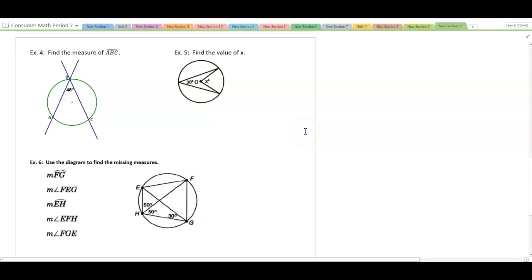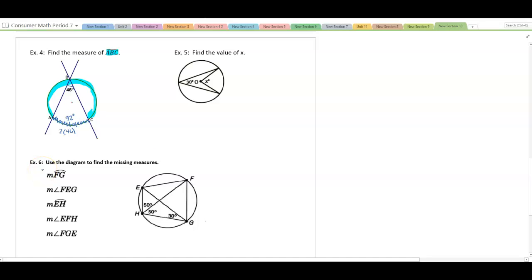The next one, they want us to find the measure of arc ABC. So they want the measure of this arc here. Well, think about it. I'm going to have to do multiple steps here. When I look at this inscribed angle, I have this inscribed angle here that's 46 degrees. I could use that to find the measure of this arc here, because 2 times 46 would give me, this arc is 92 degrees.